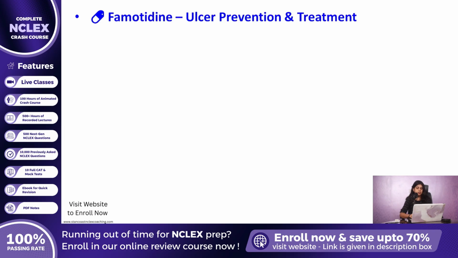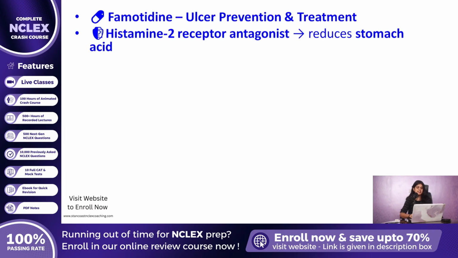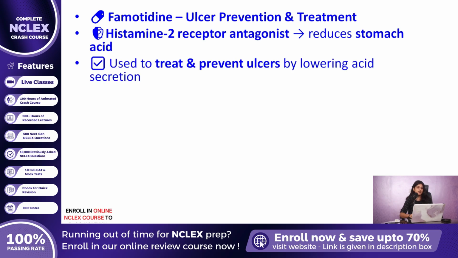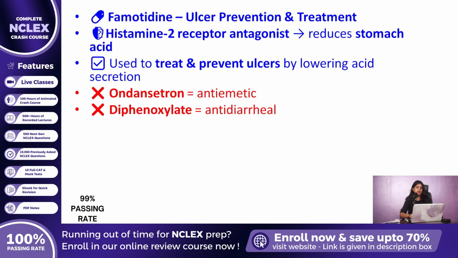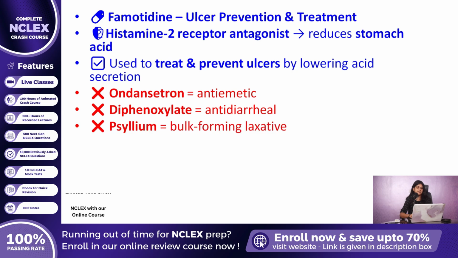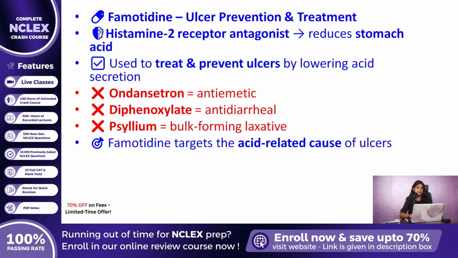Here's the rationale. Famotidine is a histamine 2 receptor antagonist that reduces stomach acid secretion, helping to treat and prevent ulcers. Ondansetron is an antiemetic. Difenoxylate is used for diarrhea, and psyllium is a bulk-forming laxative. None of those options address the underlying acid-related cause of ulcers, making famotidine the appropriate treatment choice.